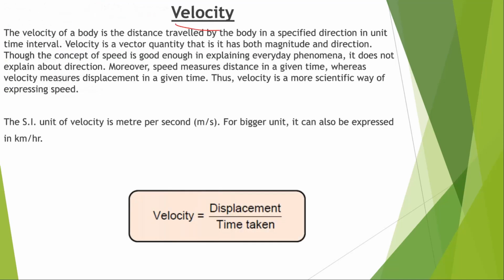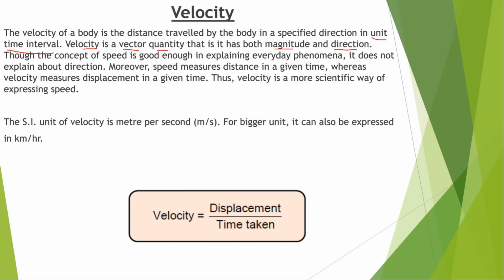So what is velocity? The velocity of a body is the distance traveled by the body in a specified direction in unit time interval. So unit time interval is very important when you're writing the definition of velocity. Velocity is a vector quantity that it has both magnitude and direction.